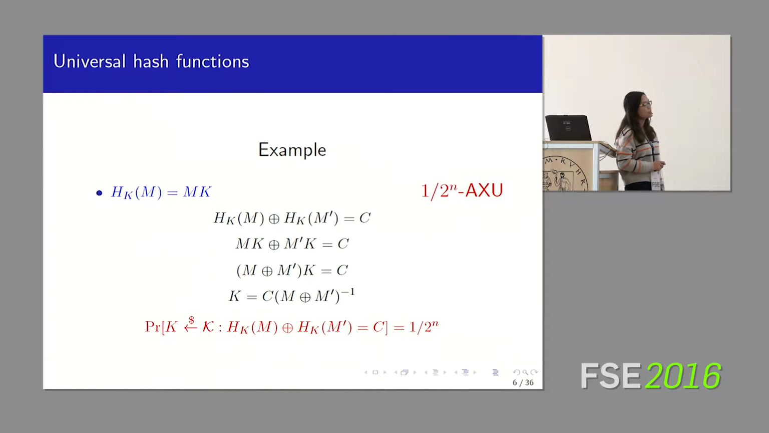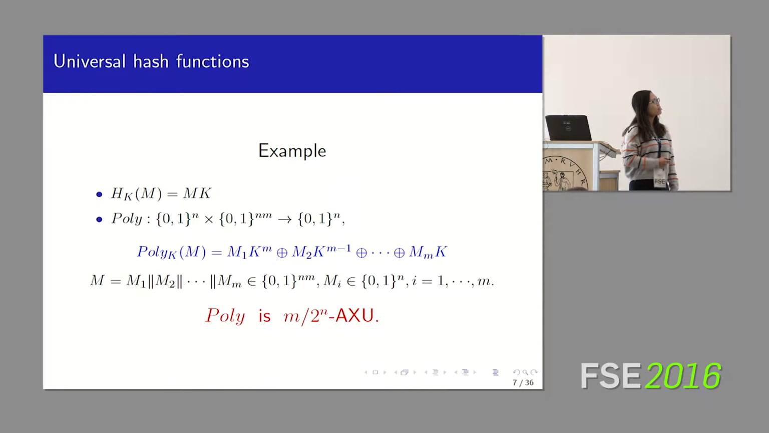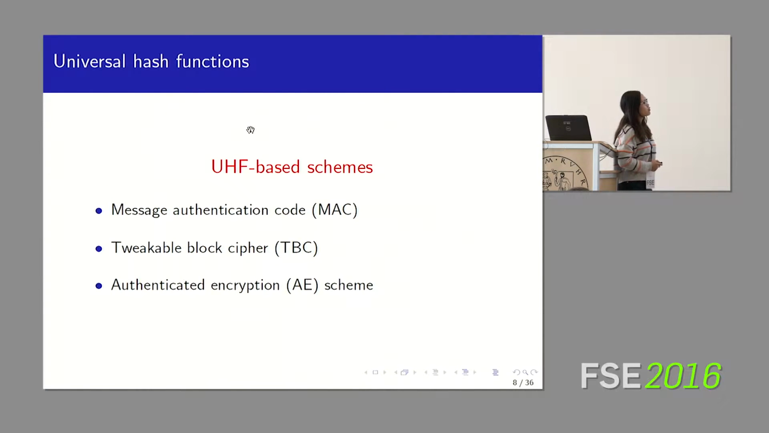For example, let H be equal to M times K. It's easy to see that there is only one key satisfying this equality. So we say that H is an AXU function. Another familiar function is the Poly. It was proved that Poly is also an AXU function. Universal hash functions have been commonly used in the design of MACs, TBCs, and AE schemes since first introduced by Carter and Wegman.